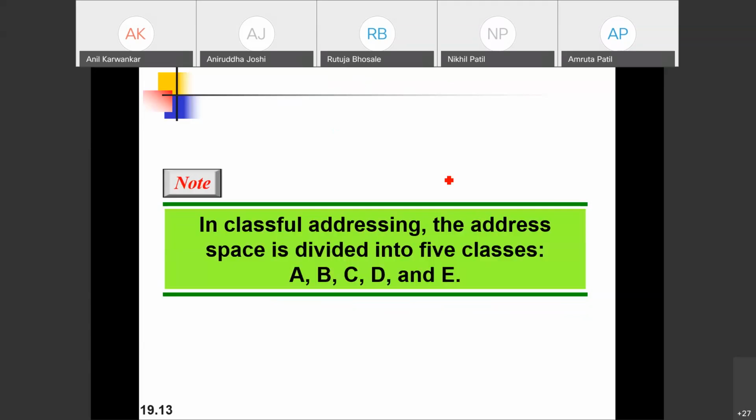Okay, is there any doubt associated with the dotted decimal representation of IP version 4? You can unmute your mic.